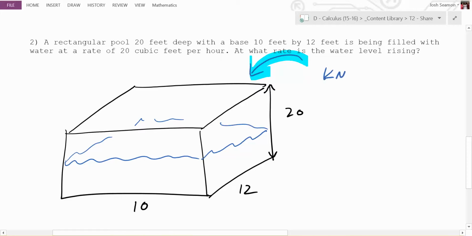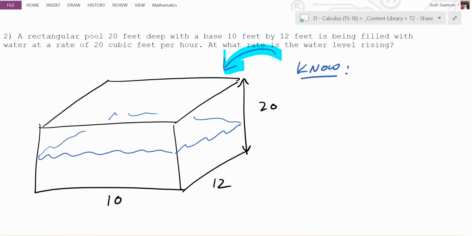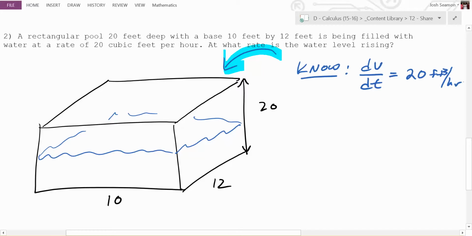What do we know? Can someone tell me what we know? dy over dt. Nope. We know dV dt. We know the change in volume, dV dt, is what? 20 feet cubed per hour. 20 cubic feet per what? Hour. And what do we want? We haven't labeled what we want yet. dH. Where's h? H is the water level, right? We want dH dt. Is everybody with me so far?